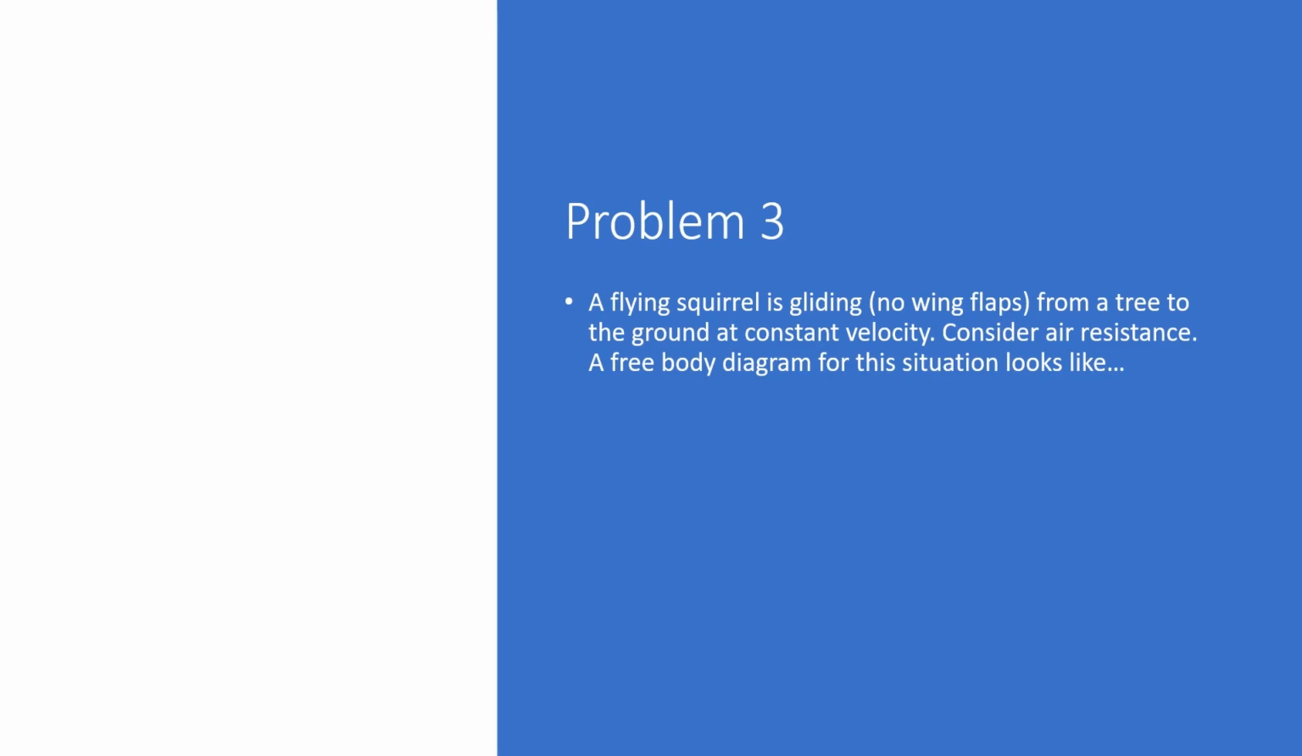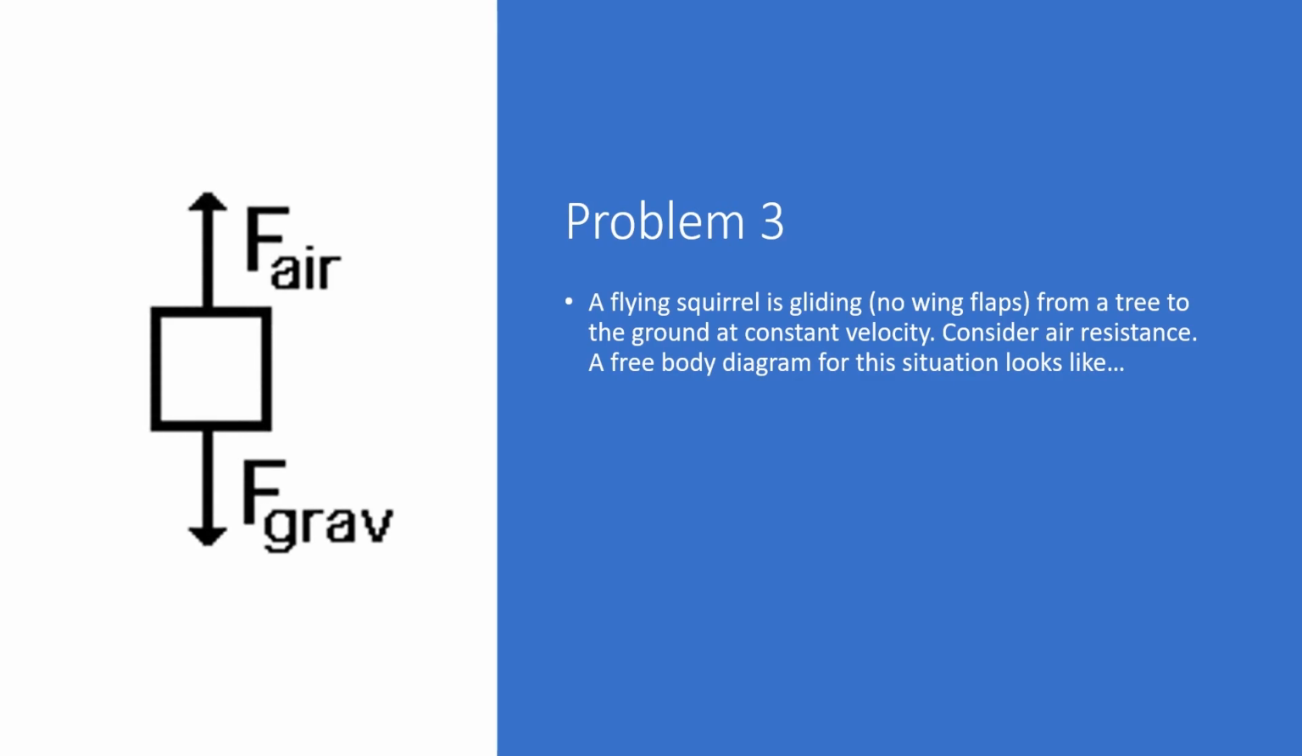Consider air resistance. A free body diagram for the situation looks like this. We got to make a box for the squirrel. The squirrel is being pulled to the ground by gravity. Air resistance is pulling the squirrel up, opposing that gravity. And we know there's no other forces forward or back because the squirrel is moving at constant velocity. There's no applied force. The squirrel isn't flapping its wings to go faster. It is simply gliding to the ground.